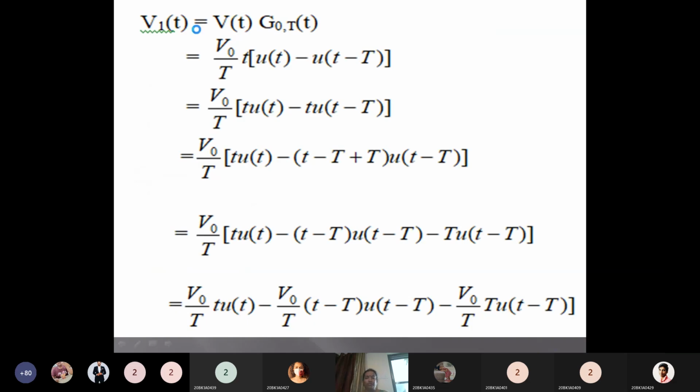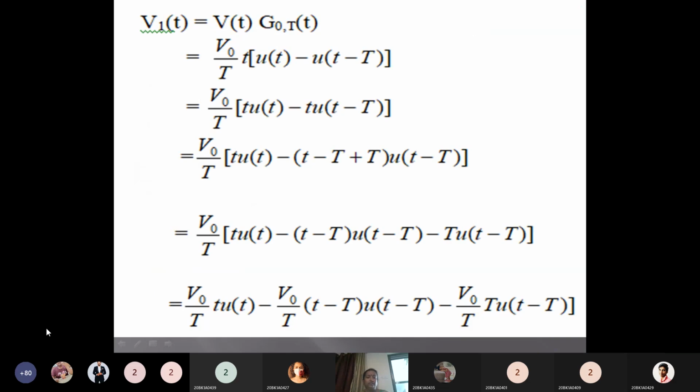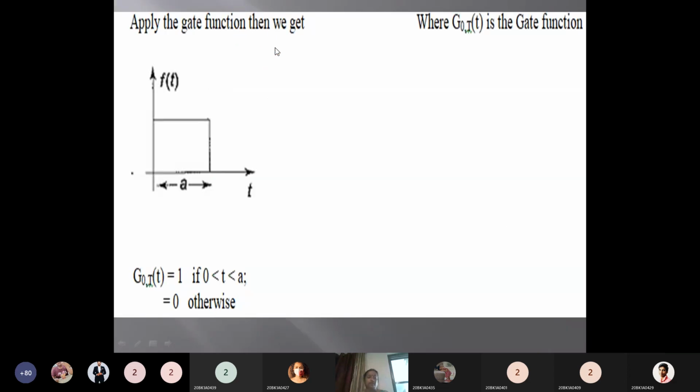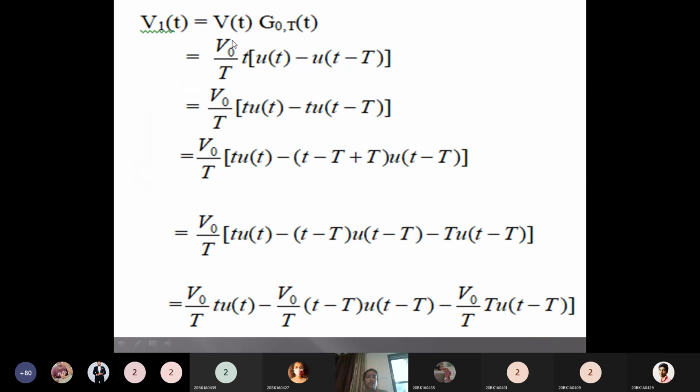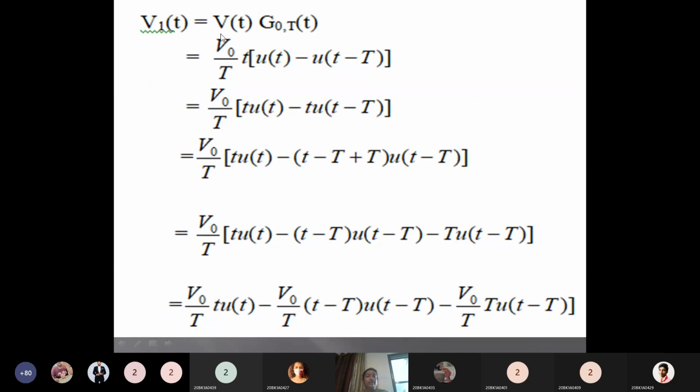See, let us observe what is here: v1 of t is equal to v0 by T into t, given. Now, v1 of t is equal to v of t into the gate function. This v of t is nothing but what you have evaluated here, that is v0 by T into t. Here I have given v of t equals v0 by T into t. This one is v of t.